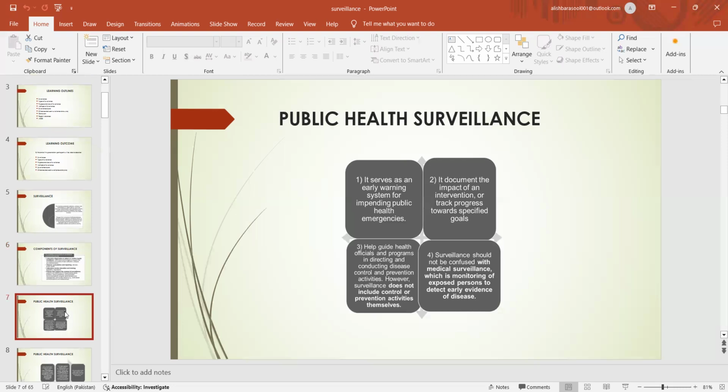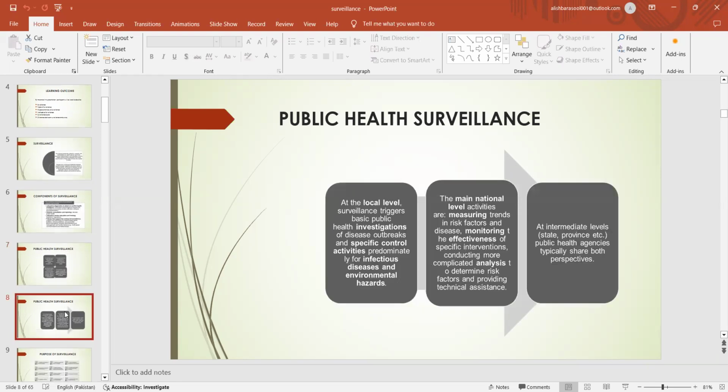Public health surveillance serves as an early warning system for impending public health emergencies. It documents the impact of interventions or tracks the progress towards specified goals, and helps guide health officials and programs in directing and conducting disease control and prevention activities. However, surveillance does not include control or prevention activities themselves. Surveillance should not be confused with medical surveillance, which is monitoring of exposed persons to detect early evidence of the disease.